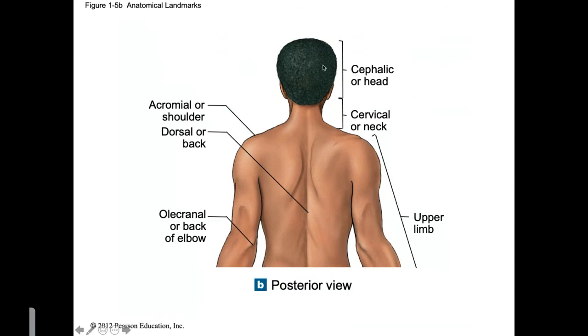There is the cephalic region, which is the head. The neck is the cervical. The highest point of the shoulder is the acromial region. The back, sometimes called dorsal. The front is called ventral. Ventral is front, dorsal is back. Sometimes dorsal and posterior are interchangeable terms, and ventral and anterior are interchangeable terms. This is your upper limb or upper extremity, and the back of the elbow is called the olecranon process. That's the part of the elbow that you lean on.